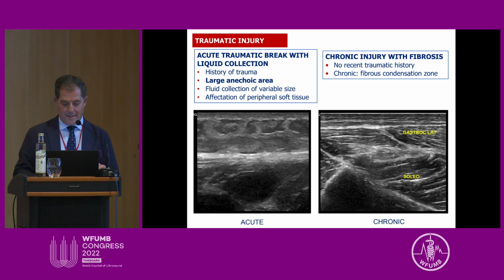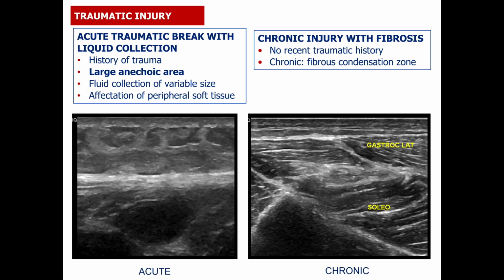As with another muscle, when the patient has antecedents of a traumatic problem, we see the hematoma inside of the muscle. But when the patient suffered the injury some weeks or months ago, it's possible to identify the fibrosis, and in this case, the hyperechoic injury is clear.